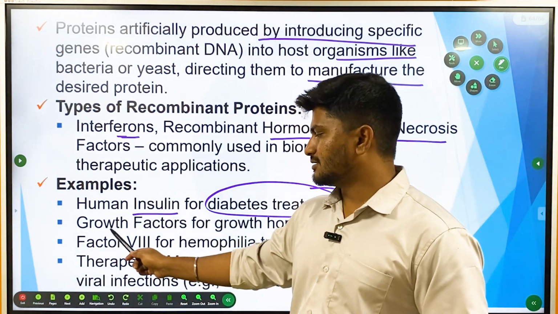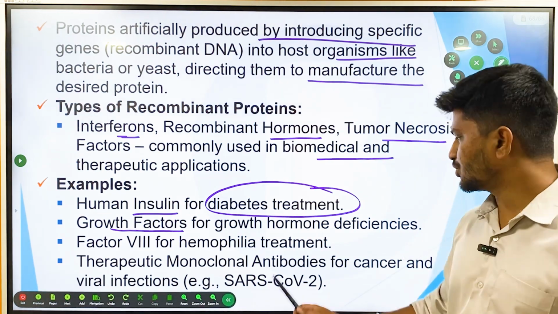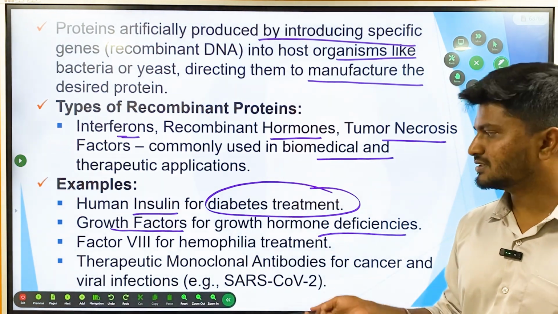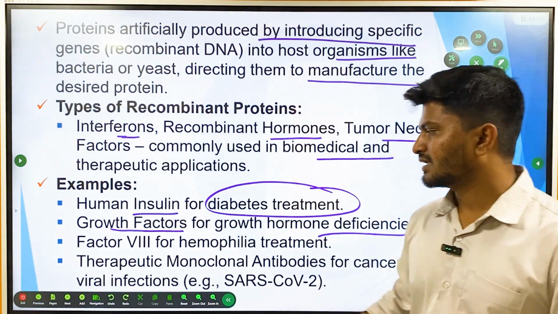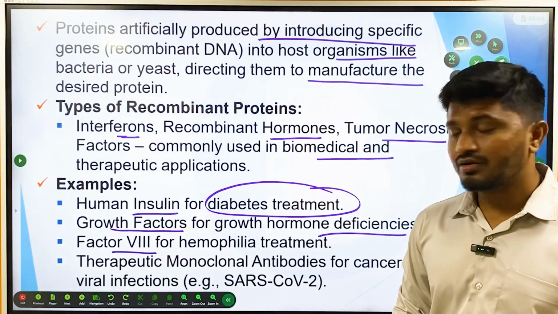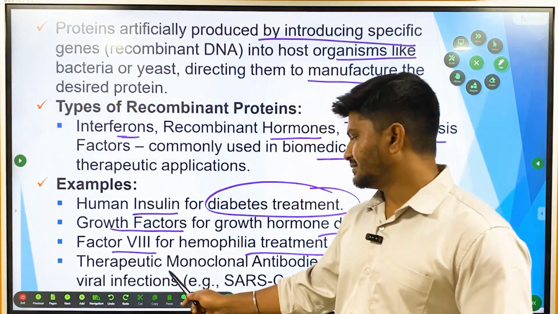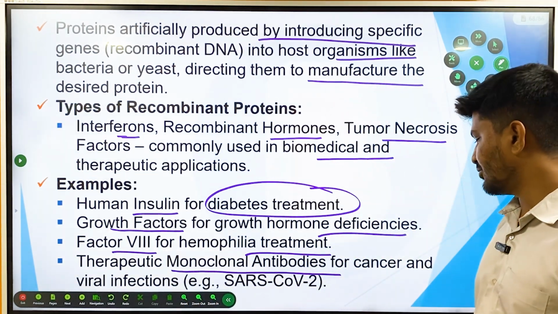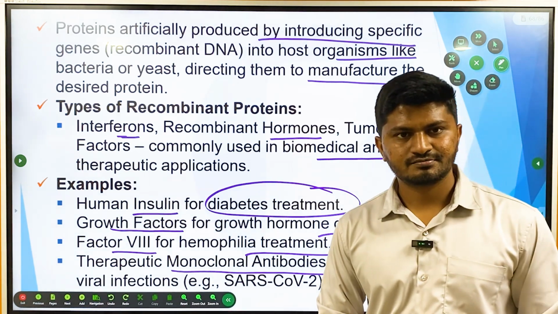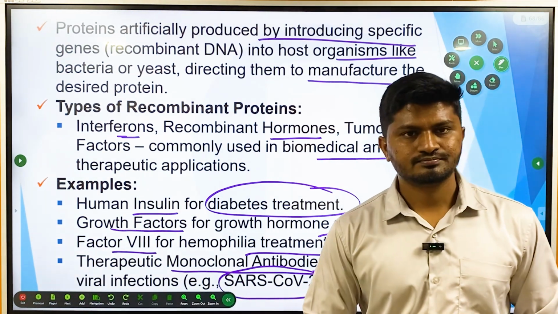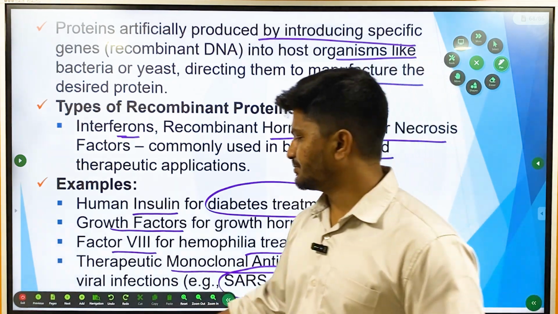Okay, other example is growth factors for growth hormone deficiencies. Growth factors are also proteins, recombinant proteins produced outside and infused. And then factor 8 for hemophilia treatment, and therapeutic monoclonal antibodies for cancer and viral infections such as SARS-CoV-2. Okay, these are some of the examples.